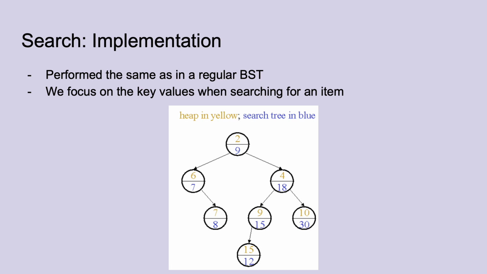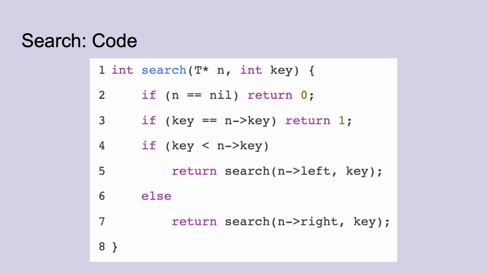Searching for a key value is performed in exactly the same way as in a regular binary search tree, starting at the root and going either left or right, depending on the key value of the node we are at, until we find the node we are looking for or hit a leaf.